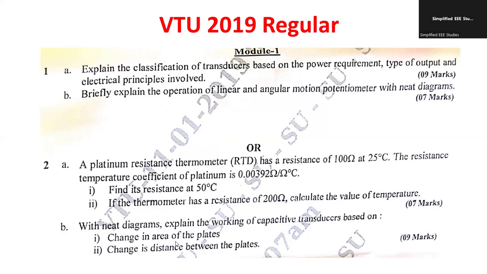Capacitance and the area are directly proportional. The distance between the plates is inversely proportional to capacitance. If the distance between the plates is very high, capacitance comes down, right? C is inversely proportional to D. That concept also you have to remember. So these are the important questions from 2019.